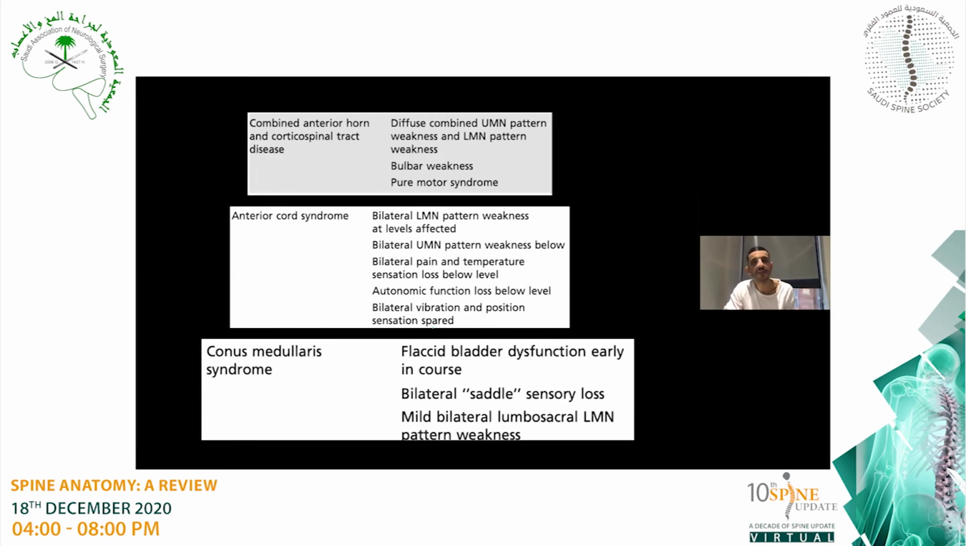Combined anterior horn and corticospinal tract involvement, for example in a patient with ALS. It gives you a mixed picture: the anterior horn gives you a lower motor neuron picture, and the corticospinal tract gives you an upper motor neuron picture. So you have a pure motor syndrome. You see it in ALS, and in patients with combined radiculopathy and myelopathy.